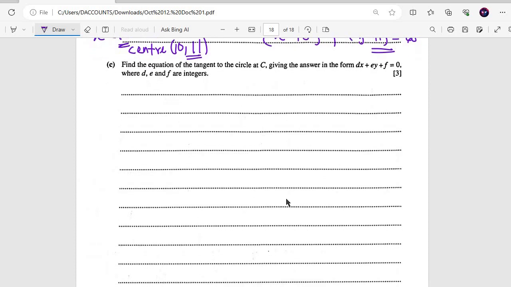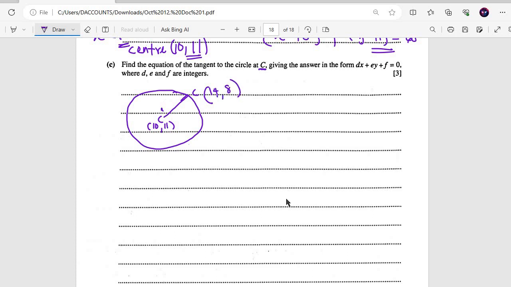Now, the last question, we have to find the equation of the tangent to the circle at C. Okay, let's draw the circle. We have the center. The center is (10, 11). Now it said at C. Let me call the center C complement. Point C from the question is (14, 18).